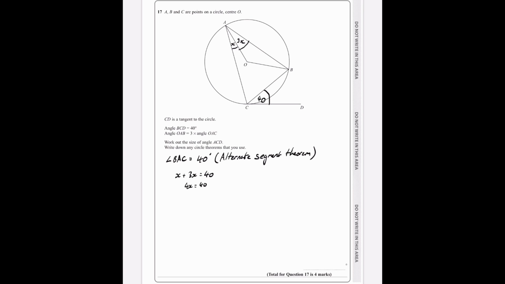Just an algebraic way of working them out. 4x is 40, so x is 10, 3x is 30. So those two angles split up into 10 and 30.